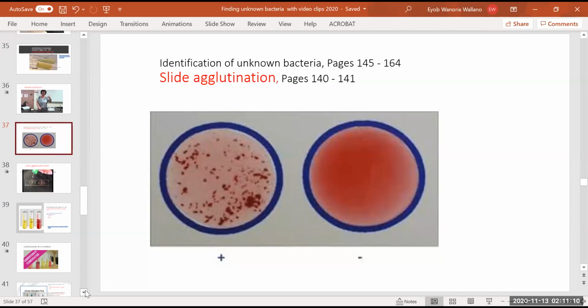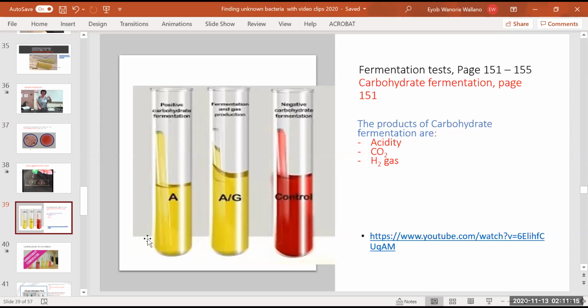It's very interesting. Now we are coming to understand the fermentation test. Already we said carbohydrate fermentation. Here now, please focus on this one. I'm going to give you some idea, and I'm going to ask you about this on the test. Please remember it. Any fermentation process we do, we are going to expect acidity, production of carbon dioxide, and then hydrogen gas. Don't forget that.